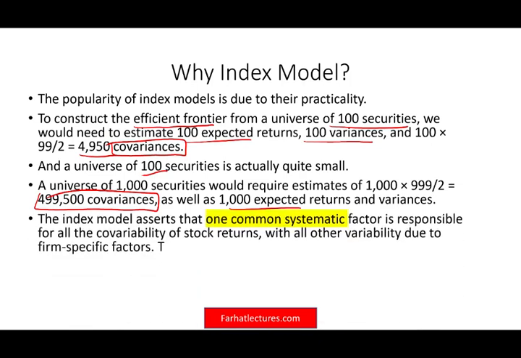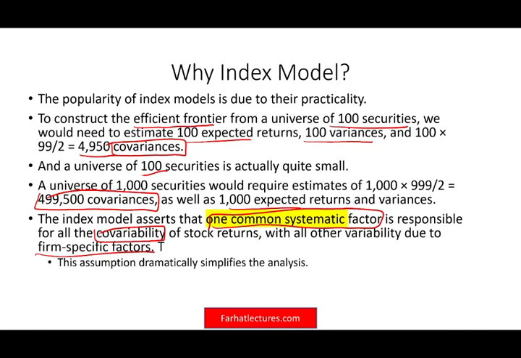So that's impractical. So the index model asserts that one common systematic factor, which is a market factor, is responsible for all the covariability of the stock returns, with all other variability due to firm-specific factors. So what we're saying in this model is, look, how a stock return varies, we can measure this by studying the relationship between that stock and the market itself, rather than studying all the variability among the stocks. Let's just look at this stock and how it varies within the market. So this assumption dramatically simplifies the analysis of what we are trying to do.